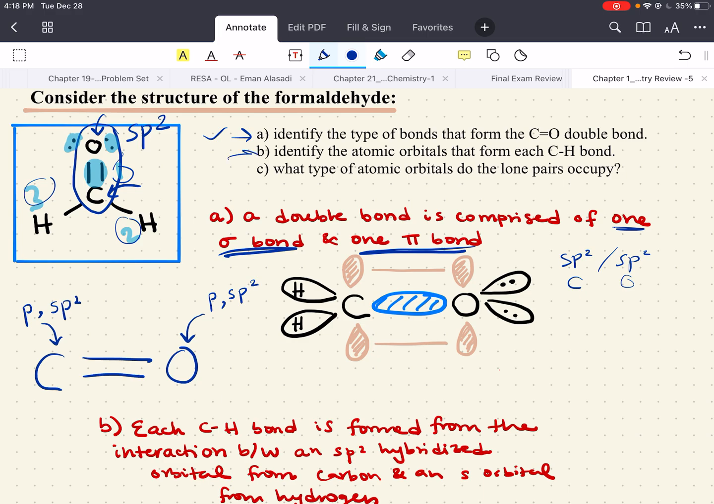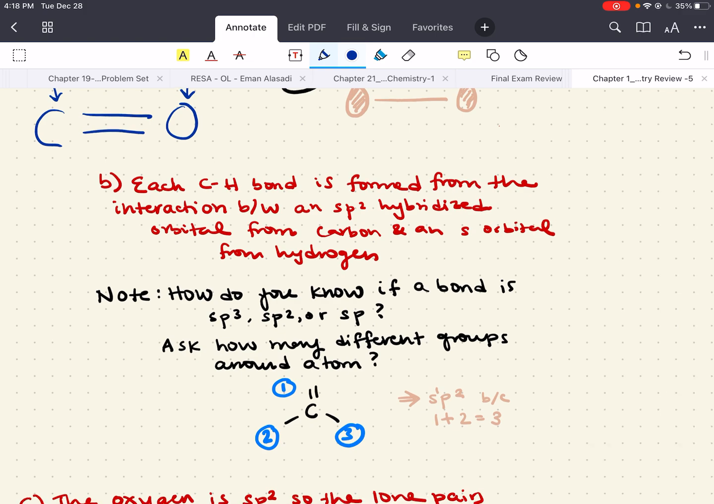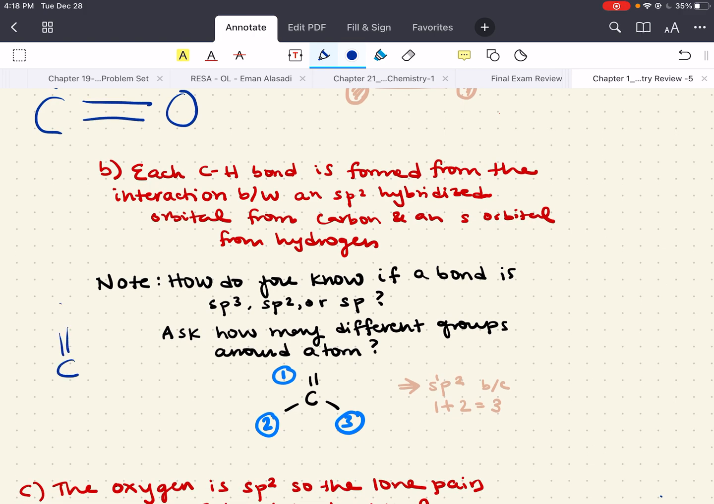What about B? Identify the atomic orbitals that form each of the carbon-hydrogen bonds. That's a really good question. We discussed the carbon-oxygen bond, but what about the carbon-hydrogen bonds? Let's take a closer look. A hydrogen only has 1 electron that resides in the s orbital. So the hydrogen is contributing the s orbital to this sigma bond, to this single bond. The carbon is contributing its sp2 orbital. It now has 2 sp2 hybridized orbitals that are going to be contributing in the sigma bonds here. So the single bond between a carbon and a hydrogen is the overlap of the s orbital from hydrogen and the sp2 orbital of carbon.